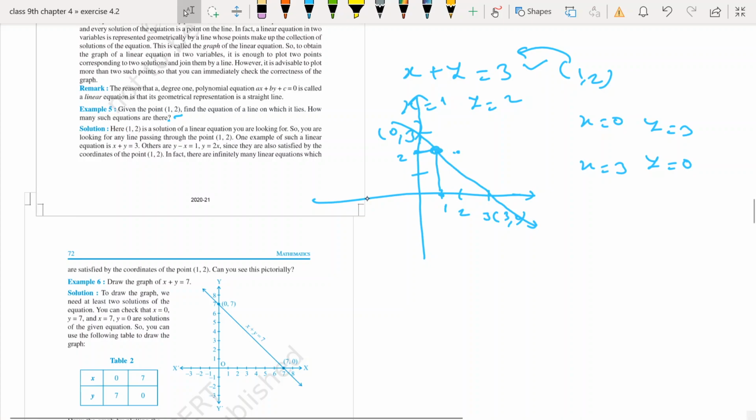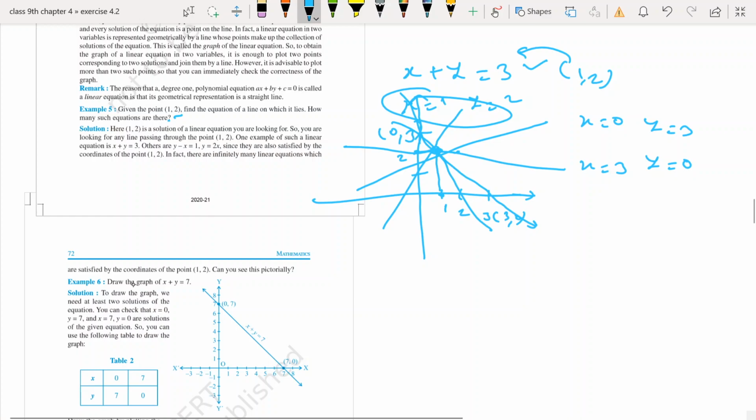(1, 2). So we can observe here this line is also passing, this line is also passing, this line is also passing, and this line is also passing. So many lines are passing through (1, 2). Then the answer will be infinite lines; infinite equations are there in which this point (1, 2) will lie.